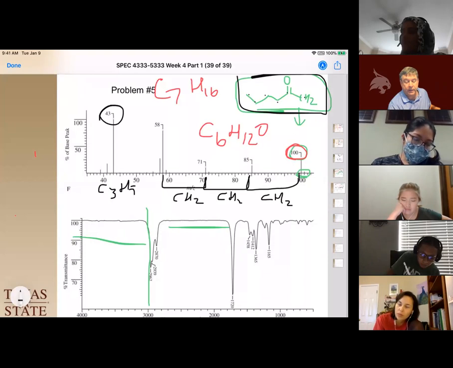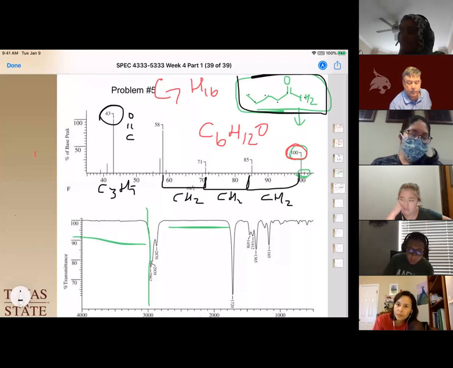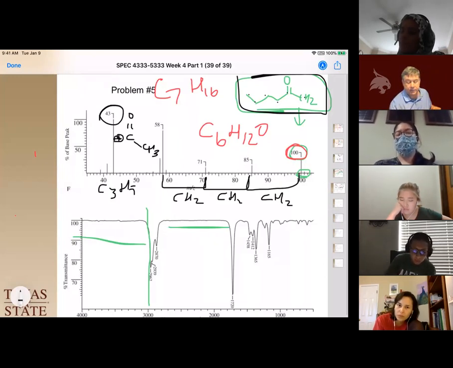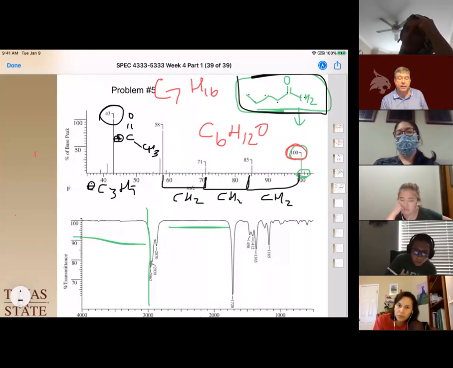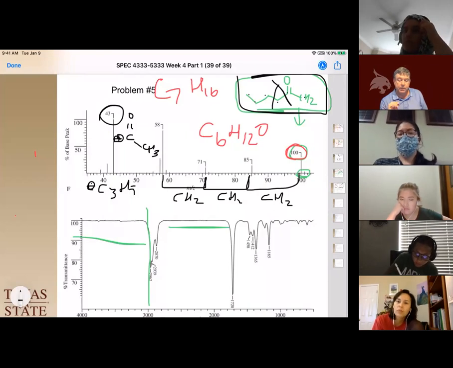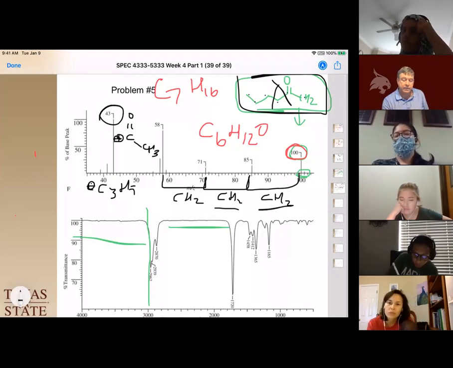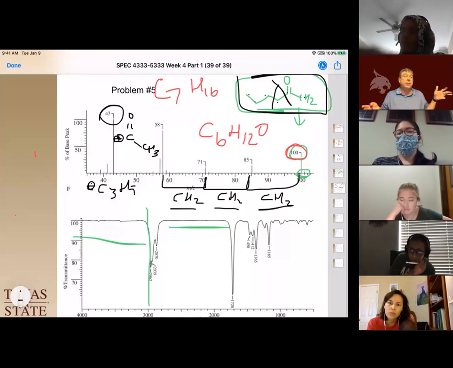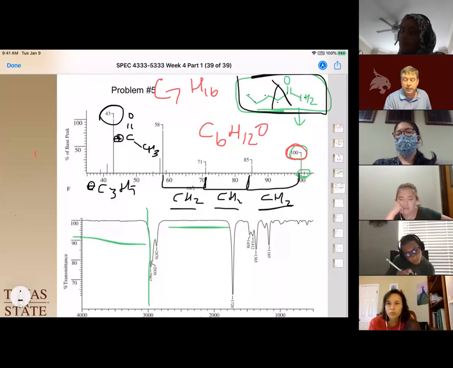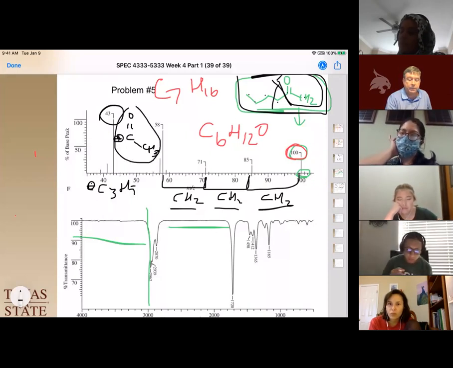And then 43, CO methyl group, or the C3H7. Interestingly enough, we can get both of those fragments off this same compound. So this spacing right here tells me it is a straight chain particle. It's not branched. This part here is supported by the 43 fragment as well.